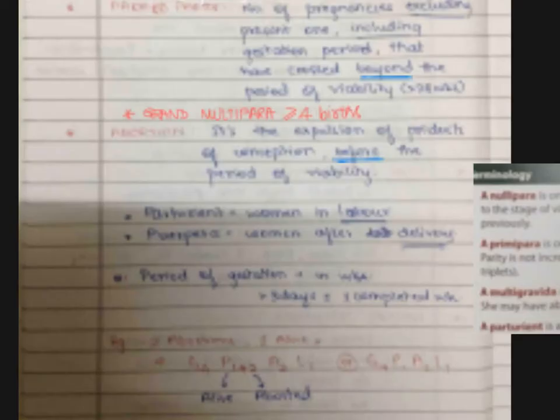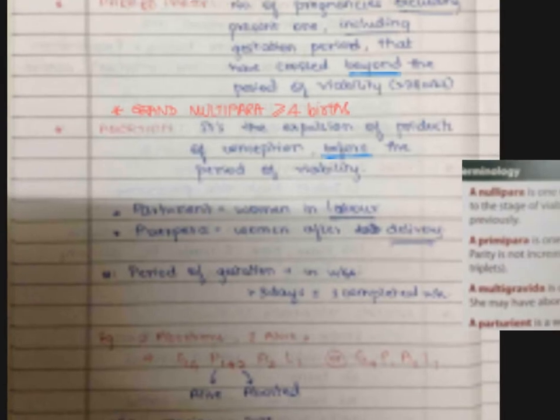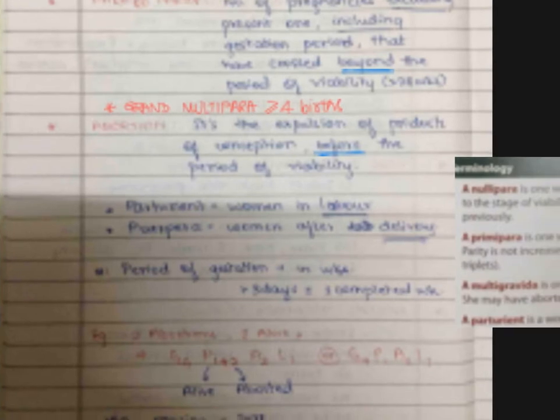Parturient is a woman in labor, while puerpera is the woman after the delivery. And the period of gestation in weeks: remember that while writing the period of gestation, it should be written in terms of weeks, and only in terms of completed weeks. For example, if the period of gestation is exactly 37 weeks 3 days, then it should be written as 37 completed weeks. Or else if the period of gestation is 37 weeks 5 days, it should be written as 38 completed weeks. Therefore, if the days are greater than 3 days, it will be considered as one completed week.